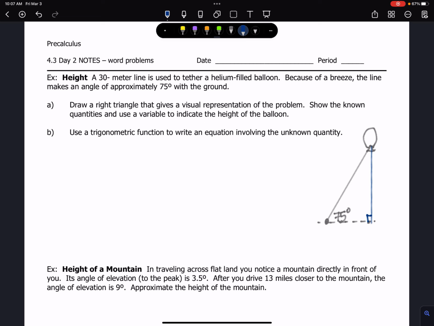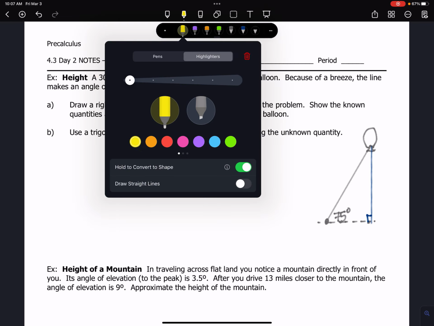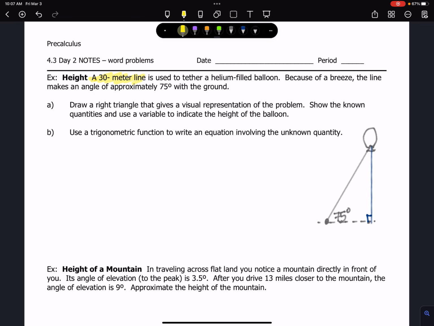Okay, so a 30-meter line, that's this line right here, is used to tether a helium-filled balloon. Because of the breeze, the line is going to make a 75-degree angle with the ground. So that 75-degree angle with the ground is right here. We want to draw a picture that represents the situation. Now show the known quantities.